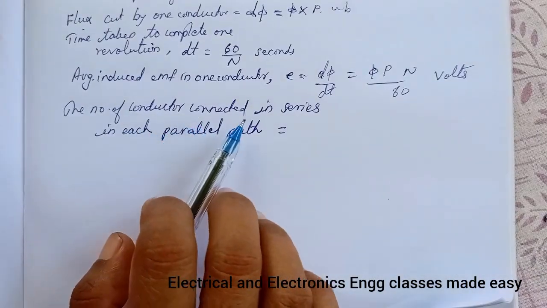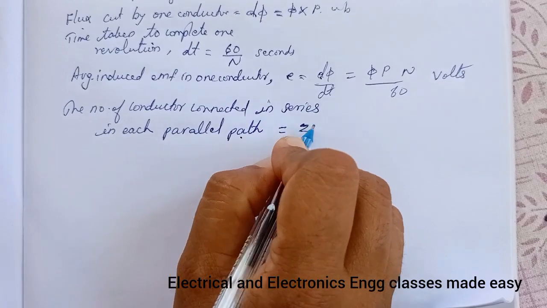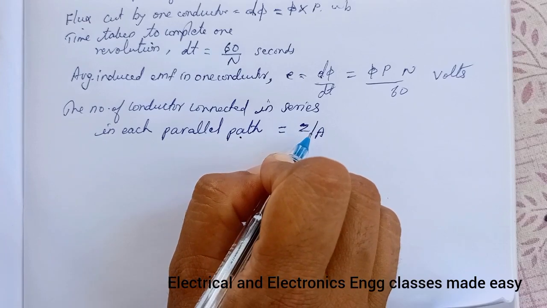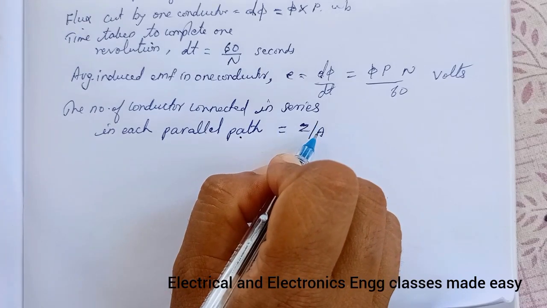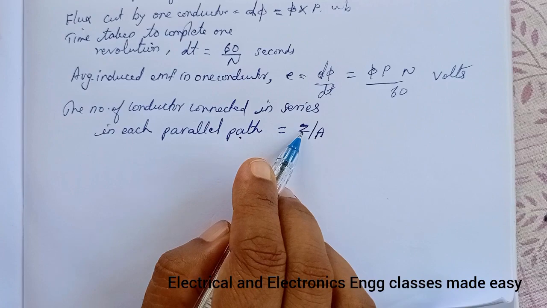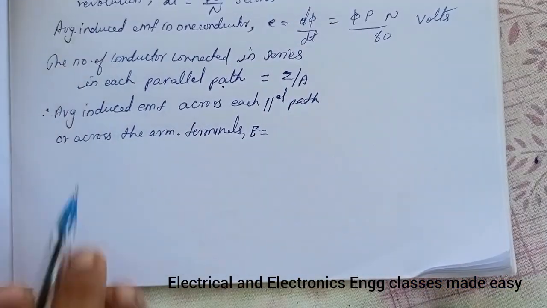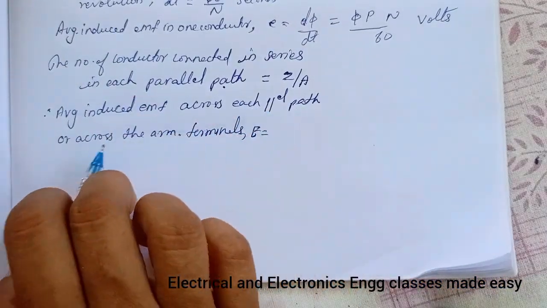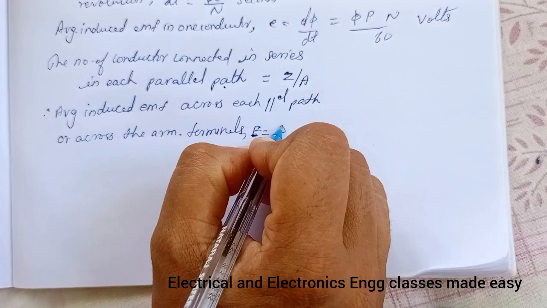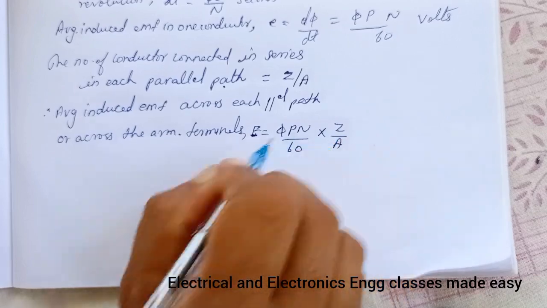Then the number of conductors connected in series in each parallel path is equal to Z divided by A. A is the number of parallel paths, so we get Z by A. Therefore, the average induced EMF across each parallel path or across the armature terminals, capital E, is equal to phi P N divided by 60 into Z divided by A.